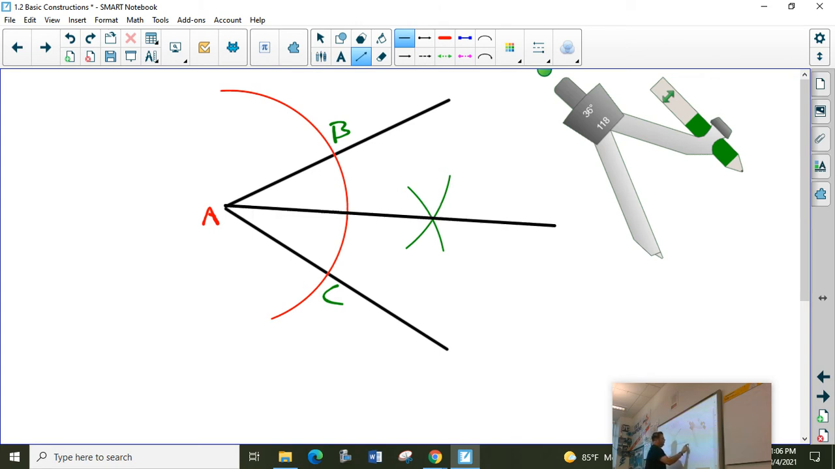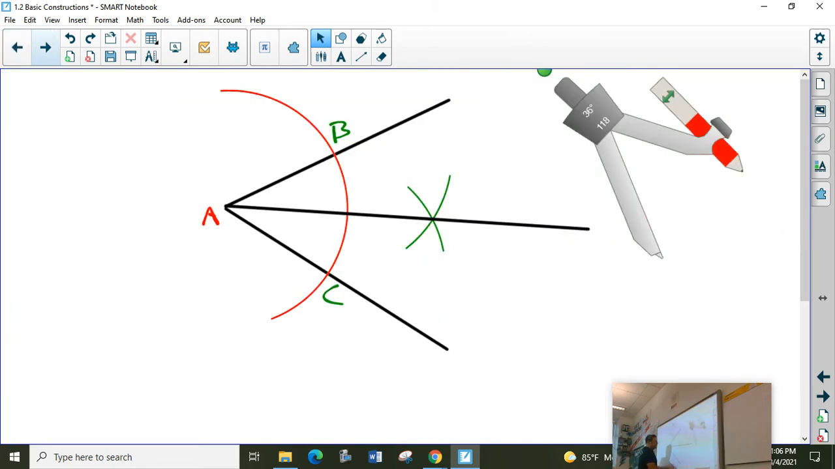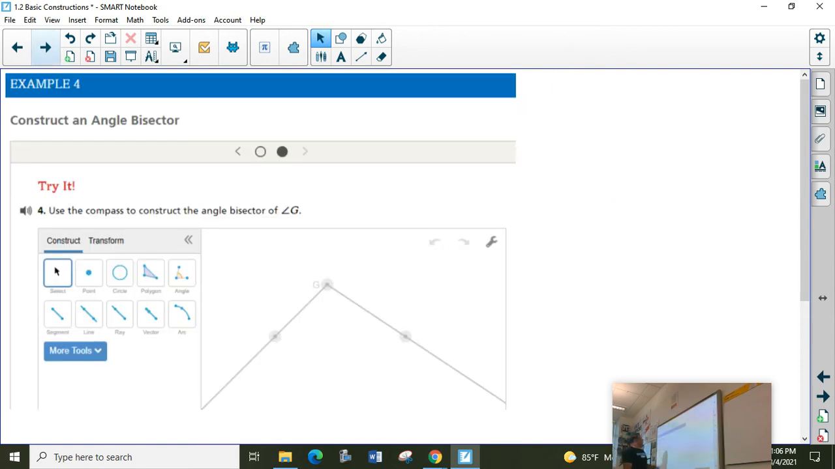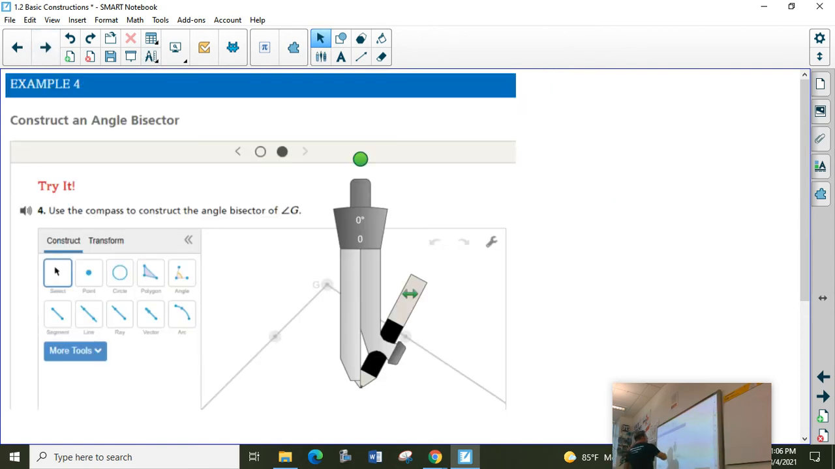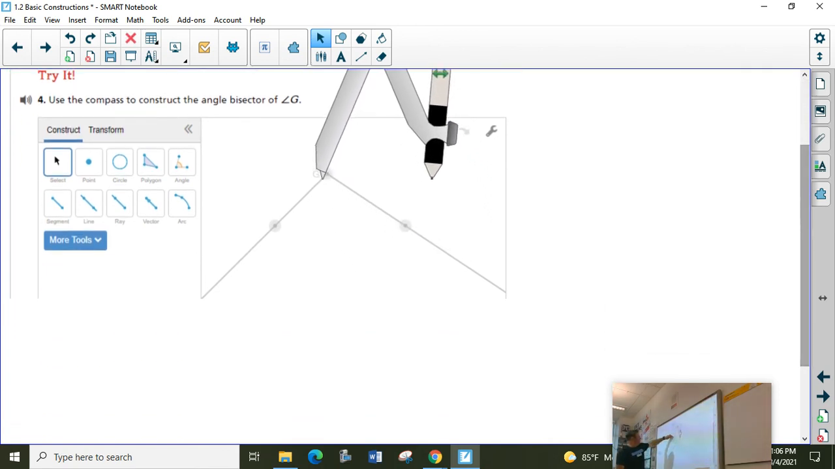We then draw a line right through here. We have just cut this angle into two congruent angles. Okay? And yeah, they labeled this point D. So again, you have a try it. I'd say go ahead and try this. Pause the video, see how you do, and then come back and I'll show you how to do it.